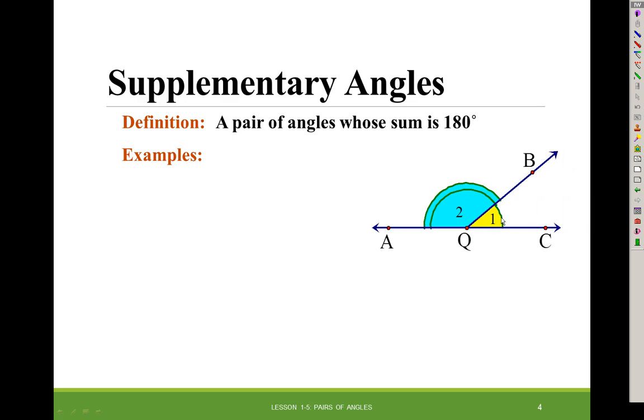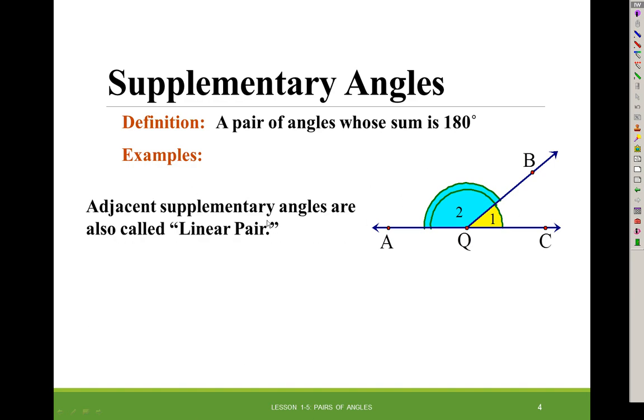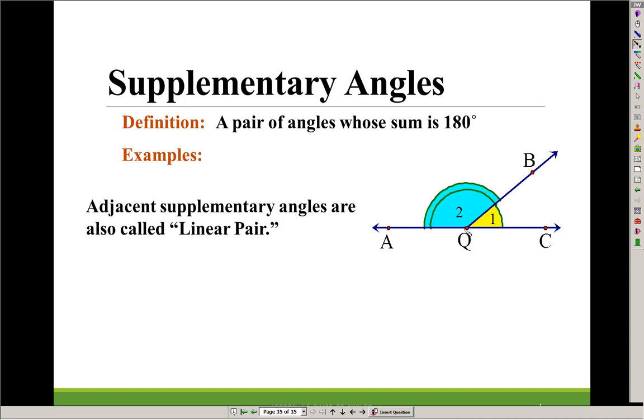They could be adjacent, like this. 180 degrees is a straight line here, a straight angle there. And when that happens, it's called a linear pair. When you have adjacent supplementary angles, that's called a linear pair, because when you put them together, they form this straight line. And the angles that form a straight line always add up to 180. 180 degrees in a straight line.